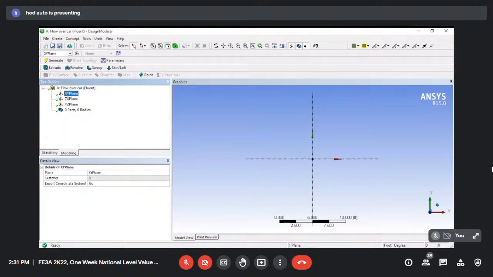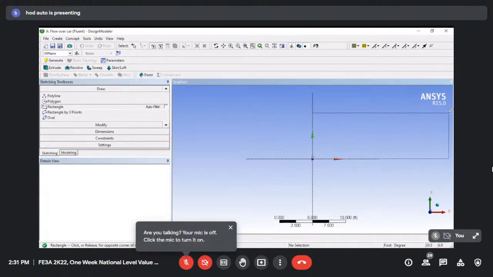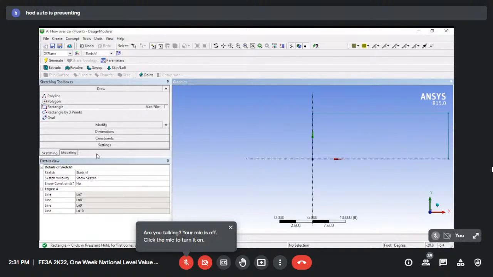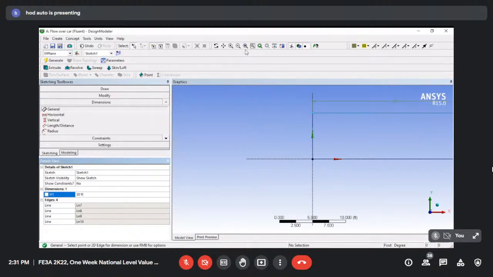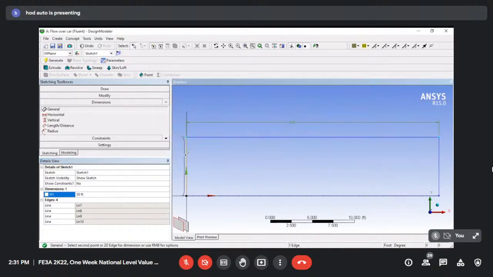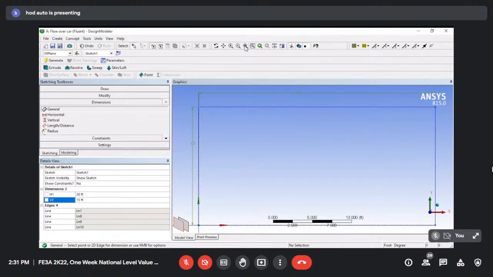Now, this is XY plane. On an XY plane, I'm trying to change the unit to foot. Industry is still in FPS, and please do so. And I just take a simple rectangle, wherein I dimension it, keep some 30 feet, then take this particular dimension, take it around 15 feet, get it back. This is one.